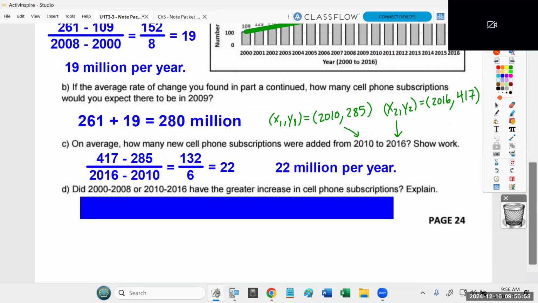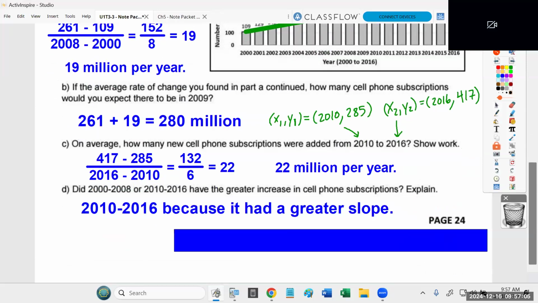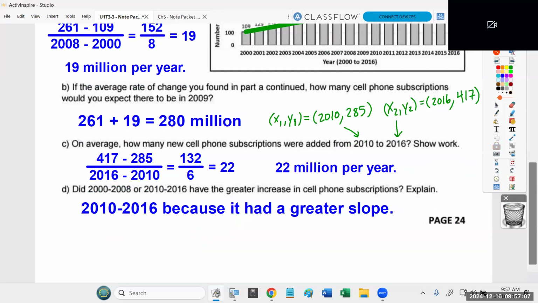Can you make a comparison? It said, did 2000 to 2008, which is the green line, or 2010 to 2016, which is the purple line, have the greater increase in cell phone subscriptions? And what I would say is the 2010 to 2016. My explanation is it had the greater slope. One had a slope of 19, the other had a slope of 22. So the greater increase occurred during that second time period. Questions?